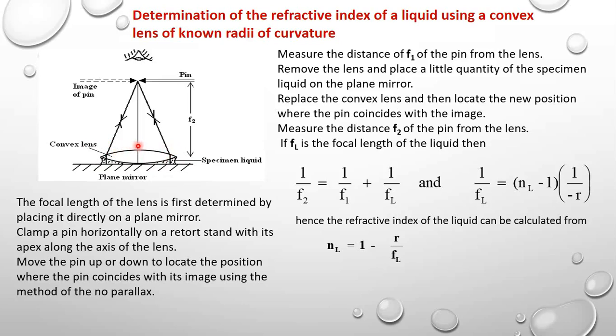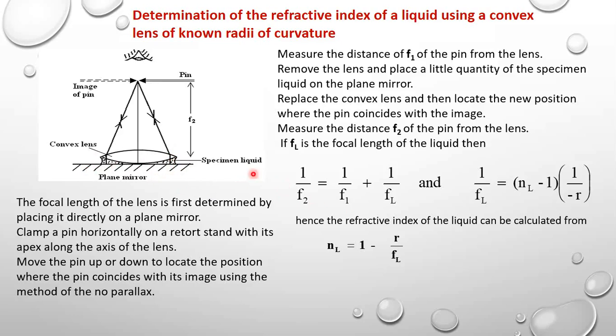Remember, the radius of curvature of the convex lens is known. Let's say it is r. So if it is r, it means that the upper surface of the liquid lens is going to have a negative radius of curvature because it is concave. It's going to take on negative r because it is concave. And then the lower surface of the liquid lens is going to take on an infinite radius of curvature.